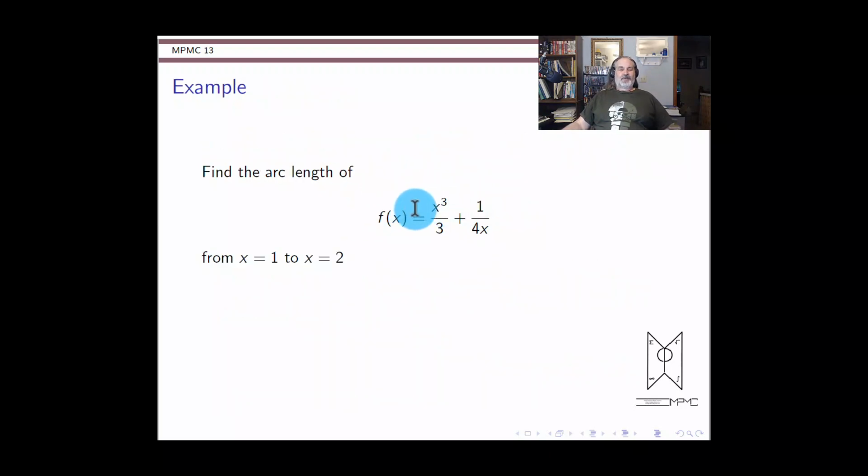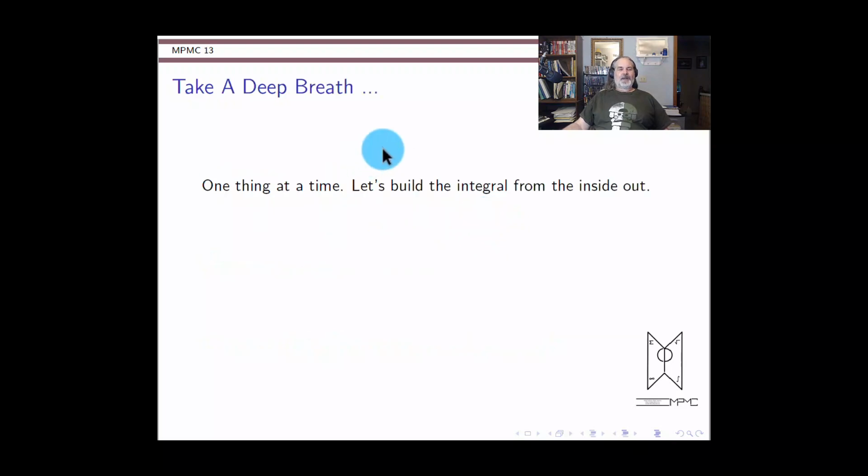So here's an example. Find the arc length of x cubed over 3 plus 1 over 4x from x equals 1 to x equals 2. Now, you might look at this and say, what the hell is that function? This is not a function that we might normally mess with in typical problems. It's weird looking, especially having the x in the denominator over there, okay? But it's okay. So take a deep breath and do one thing at a time.